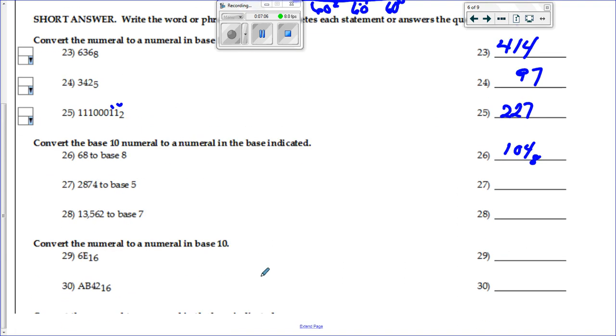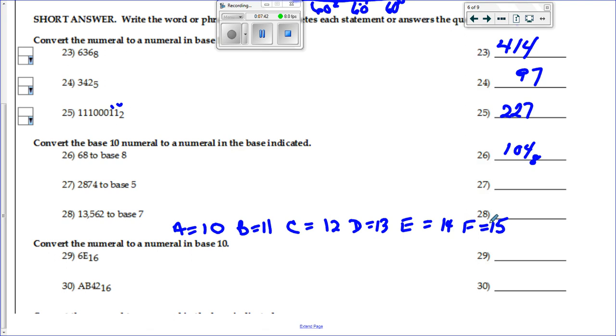Okay, so the last two have to do with base 16, and that's where the letters come in. So it gets a little bit more confusing here. You have to remember a number can only have one column. It can't go into 2. Because it's base 16, the digits are 0 to 15. So once you get to 10, they start using letters. A is 10, B is 11, C is 12, D is 13, E is 14, and F is 15, because it can only be in one column.